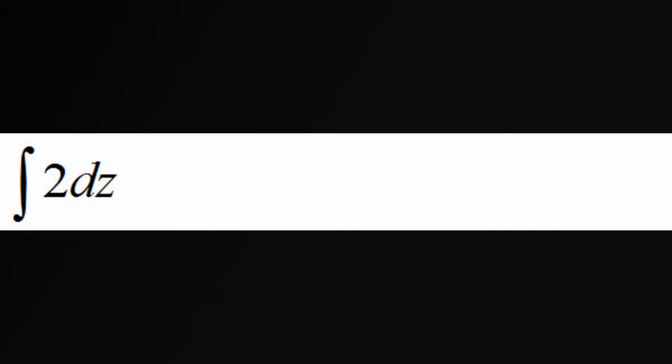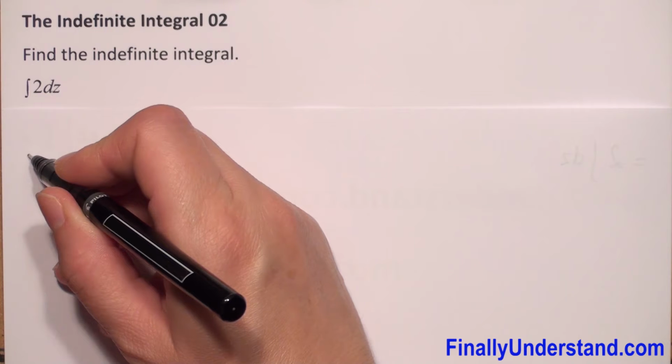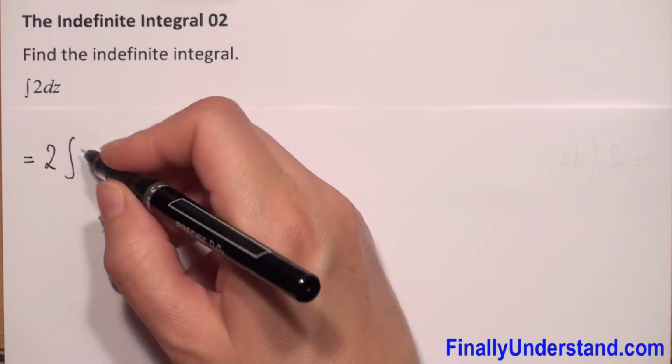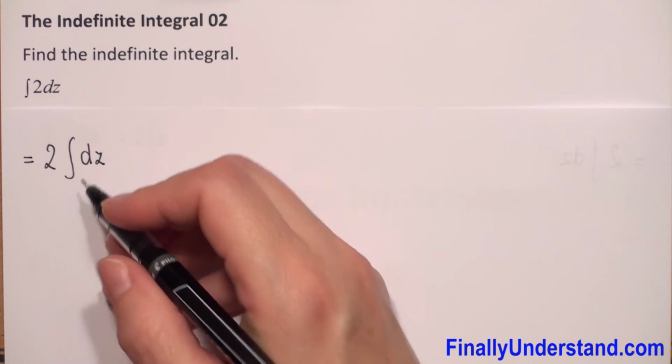We have to find the indefinite integral of 2 with respect to z. When we have an integral of a constant, we can always take this constant before the integral. So we can rewrite our example and we have 2 times the integral of 1 dz. This one is invisible, we don't have to write it.